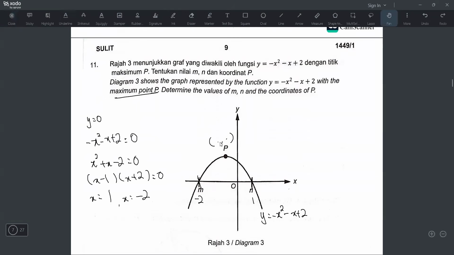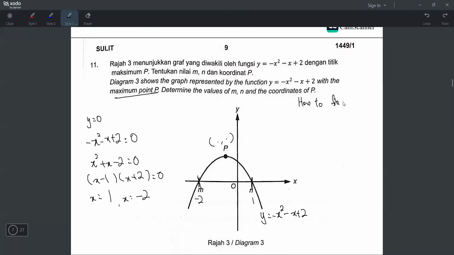Well, P is the maximum point. For the maximum point, in mathematics, you learn two methods. There are two methods in how to find the maximum point. TP is the turning point, but sometimes it can be a minimum, sometimes it can be called a maximum. So there are two methods.